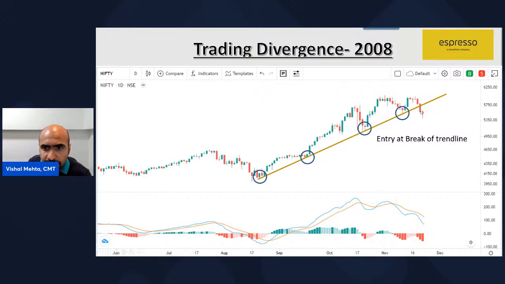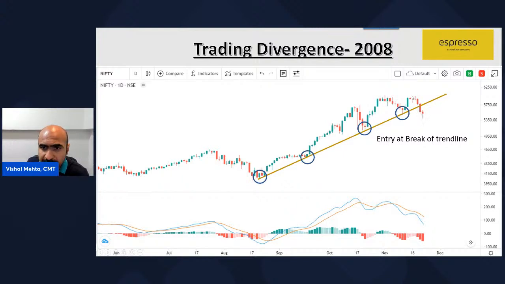Once there is a closing, we will confirm that this bullish trend line has got violated. Now, what is our job? We can only manage the risk. We cannot anticipate how big this fall will be. Okay, we cannot. But our job is to manage the risk.